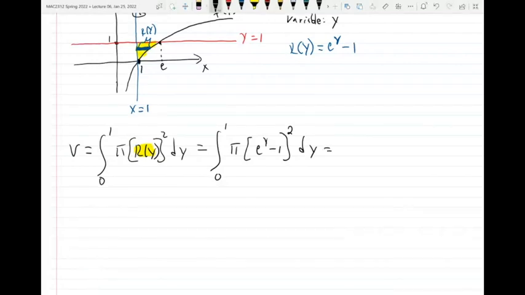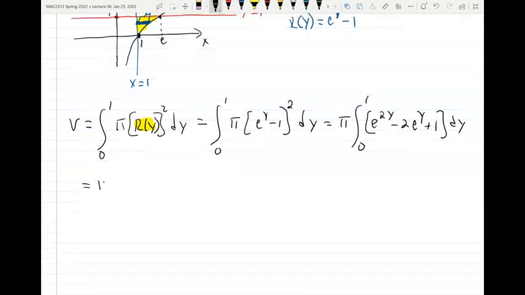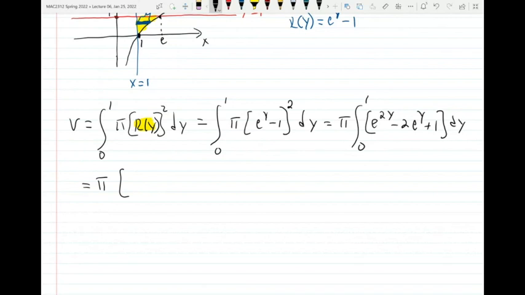Okay, well, fine, whatever. So here the idea is let's expand the square. So it would be e to the y squared. That's e to the 2y, right? Minus 2e to the y plus 1 dy, and then integrate. So what's the antiderivative of e to the 2y?